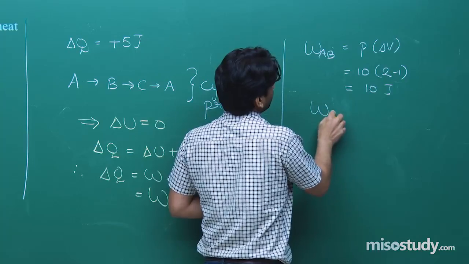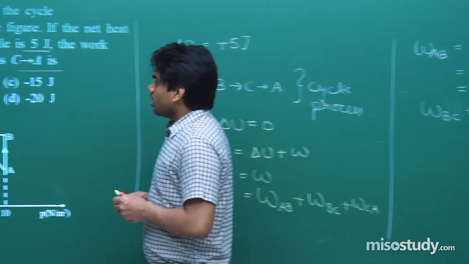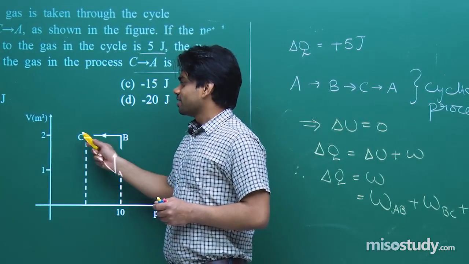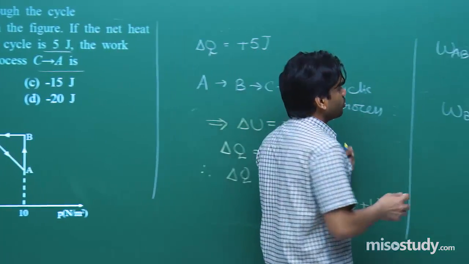Now work done during B to C. You see here, during B to C the volume is constant, so no work is done. So for B to C it will be 0.